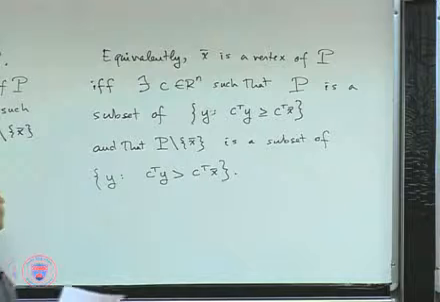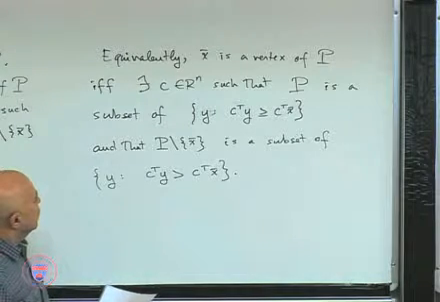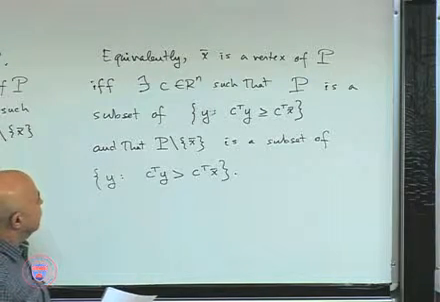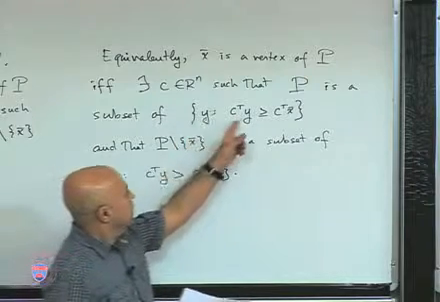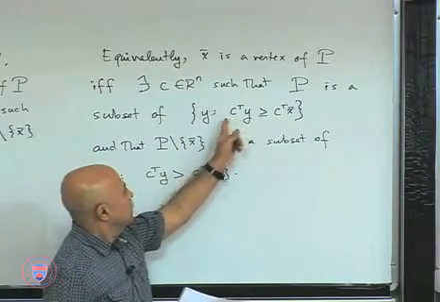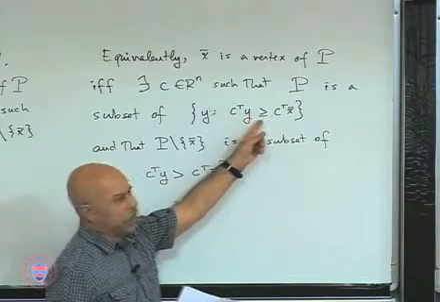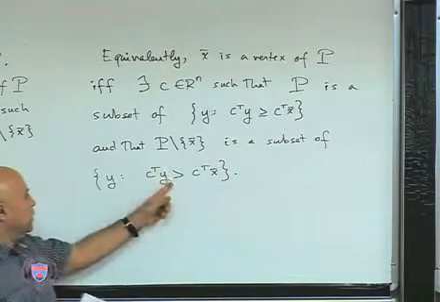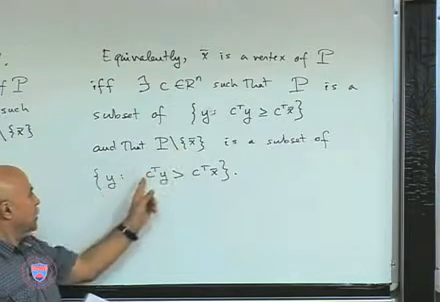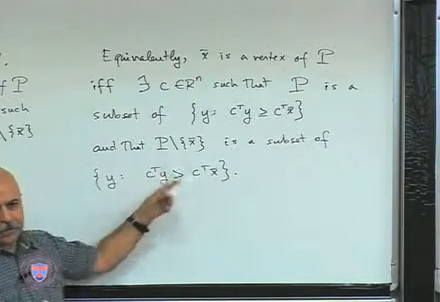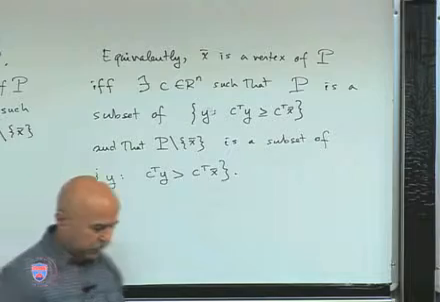So, the first set includes all points including x bar that satisfy this inequality. The second set excludes x bar, and so you require strict inequality. So these are equivalent. Okay.